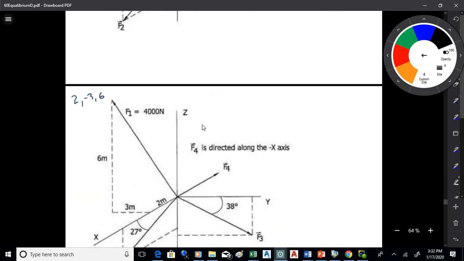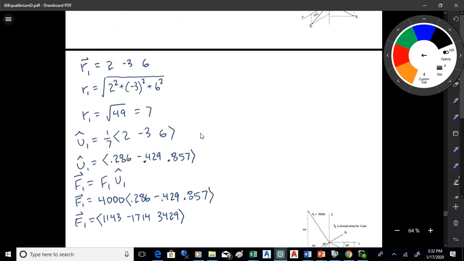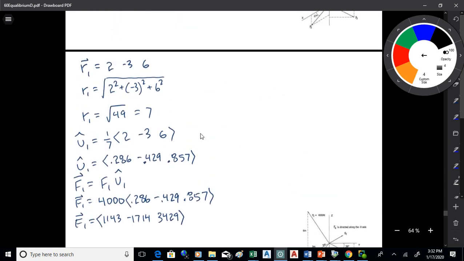All right. So we're doing all right on F1? Doing okay? Yeah. We can only really make unit vectors for F2, 3, and 4 though, right?